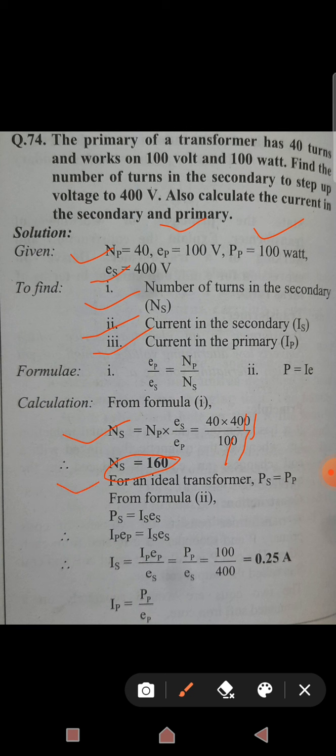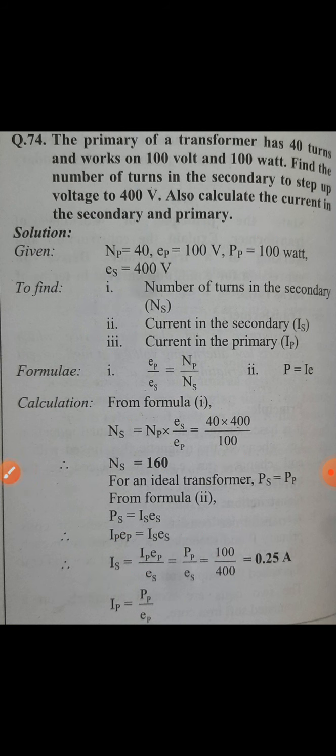Now for an ideal transformer, input power is equal to the output power. What is the formula of power? EMF multiplied by the current. So EP into IP is equal to IS into ES. Based on that, IS is equal to EP into IP upon ES. EP into IP is nothing but the power of primary, and power of primary is nothing but 100. So 100 upon 400, so 0 will get cancelled. So 1 upon 4, that is nothing but 0.25 ampere. So current in the secondary coil is 0.25 ampere.